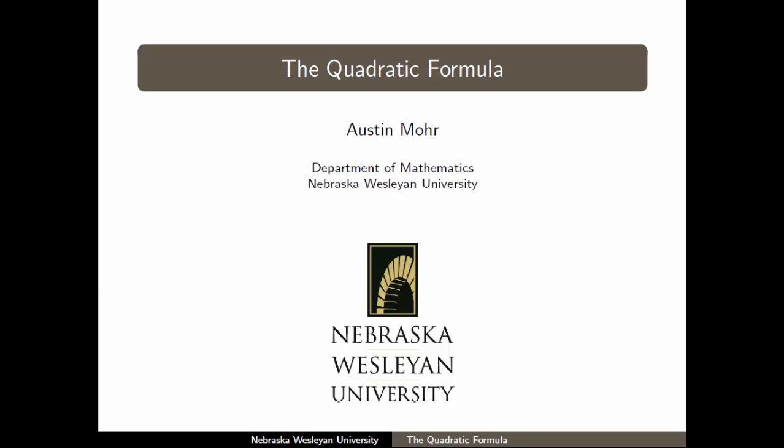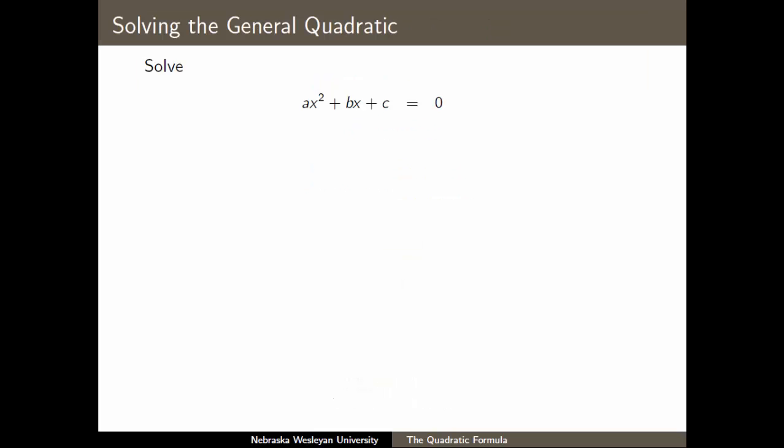Last time we developed a formula that let us find the vertex of the parabola. Another useful question to ask is when will a quadratic evaluate to 0? And we can derive a similar formula. So let's start with the most generic quadratic and set it equal to 0.